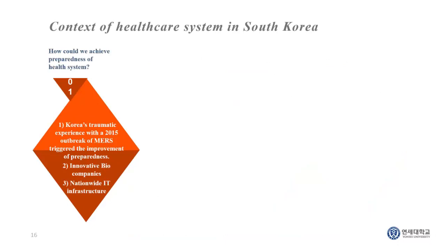You need to understand our healthcare system to figure out why our system responses worked. The traumatic experience with the 2015 outbreak of MERS triggered the improvement of our preparedness. Since our government designated the biomedical industry as the growth engine for future economic development, we could develop good soil for the bio companies.